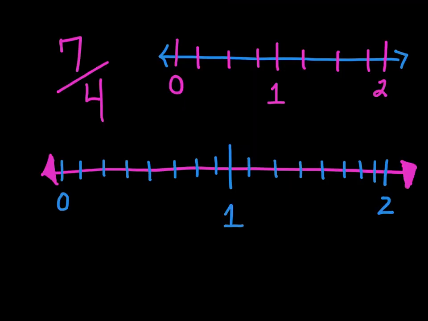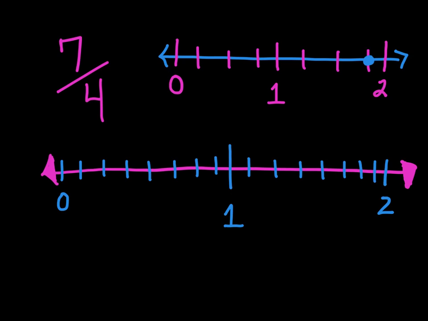Next one, we have 7 fourths. This is a fraction greater than 1 or an improper fraction. So where is 7 fourths on this number line? Well, we've got 1 fourth, 2 fourths, 3 fourths, 4 fourths. There's our whole. 5 fourths, 6 fourths, 7 fourths. So 7 fourths would be right here. Right? Now, what would it look like on, give me an equivalent fraction?